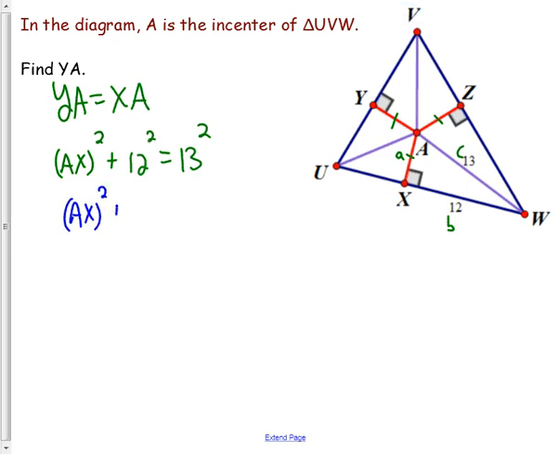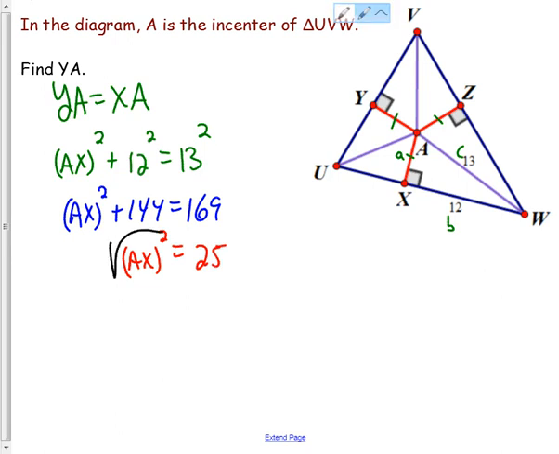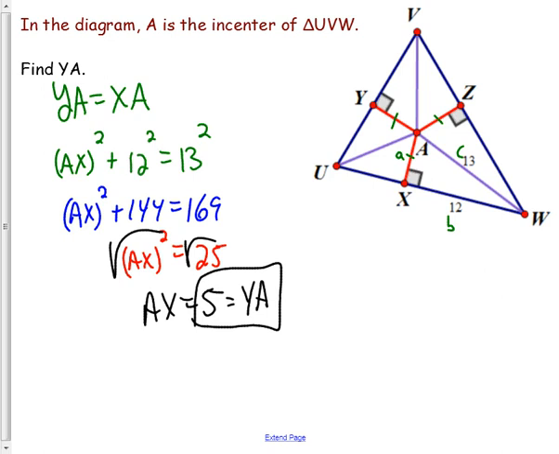So we get AX squared plus 144 equals 169. Subtract 144 from both sides, we get AX squared equals 25. Square root both sides to cancel out the square, and we get that AX equals 5. And we knew that AX is also equal to YA, so we will say that 5 equals YA. A chunk of the time when you're solving with incenter, you are going to be using the Pythagorean theorem. Almost every single time.